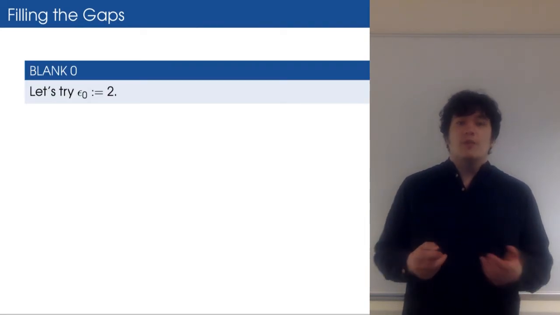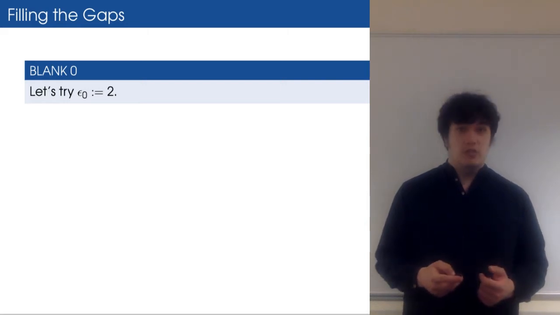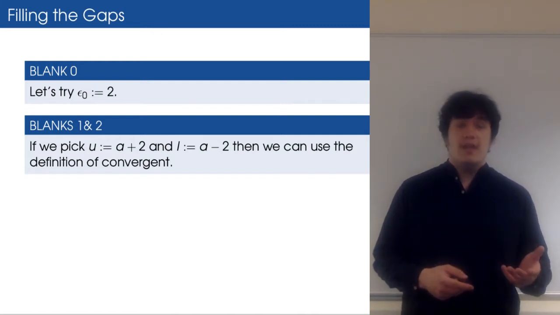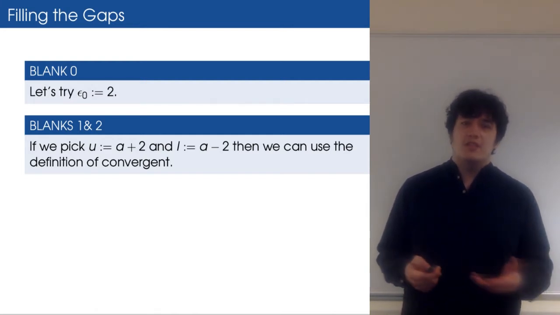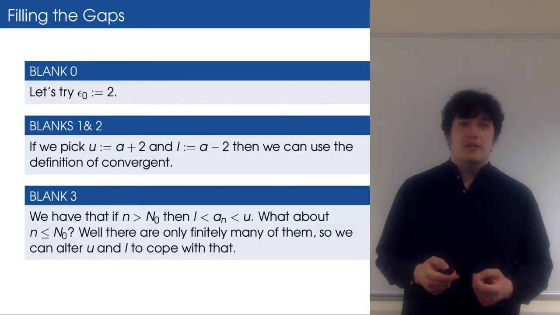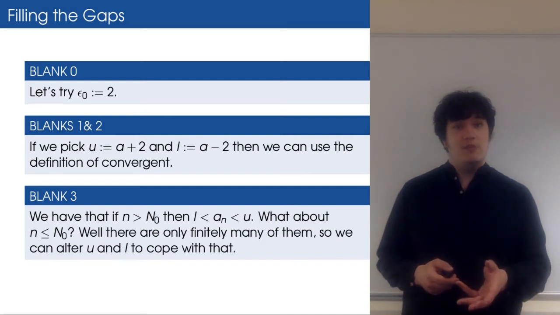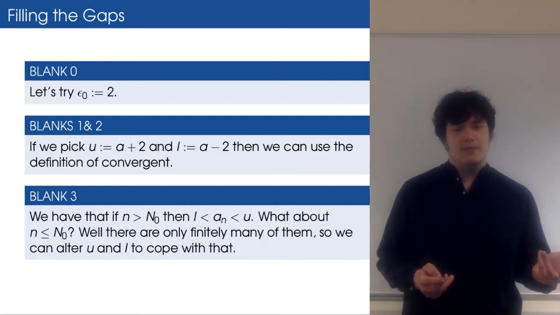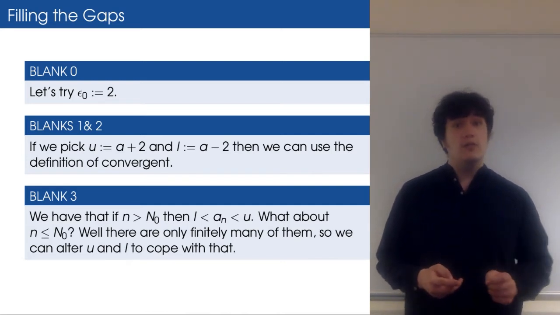I'm not sure what particular values we're going to be using in the proof, so let's just try by guessing, say for example, epsilon is 2. And let's use U equal to a plus 2 and L equal to a minus 2. We can then use the definition of convergence to interact with that definition. So if we have a little n greater than big N 0, then we have that the terms in the sequence are between L and U. But what about little n before N 0? Well, there are only finitely many of them, so we can alter the L and U to cope with that. So let's do that.